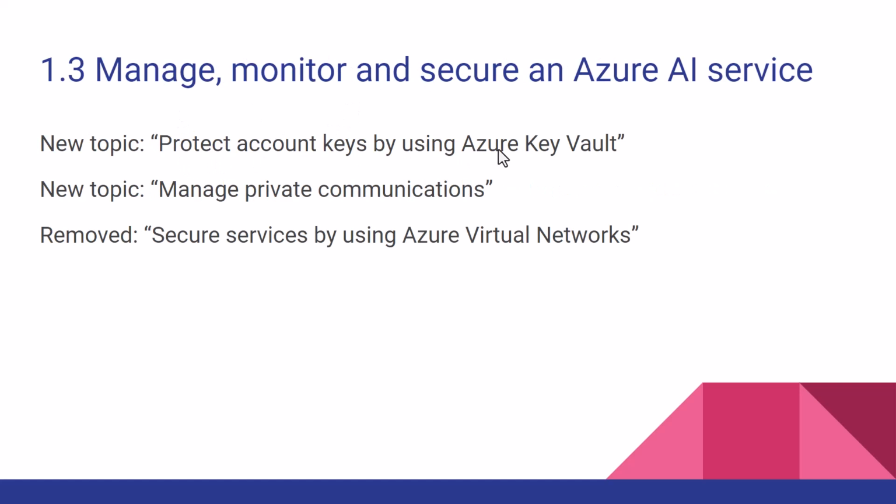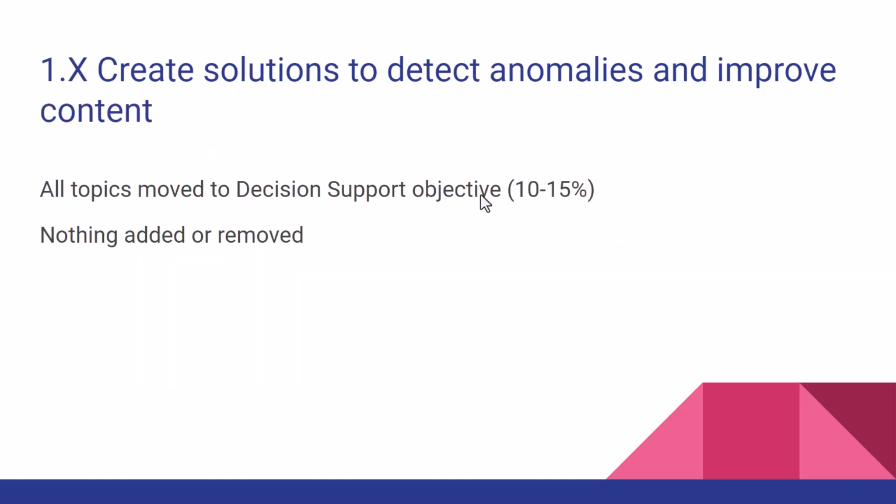1.3 talks about Key Vault, which wasn't on the previous exam. They seem to have removed Azure Virtual Networks as an option, but they've added private communications. Private communications can be accomplished by running on the Microsoft network and not on the public internet. So Azure Virtual Networks and private communications can be similar topics. They've removed it and they've added it back and expanded it.